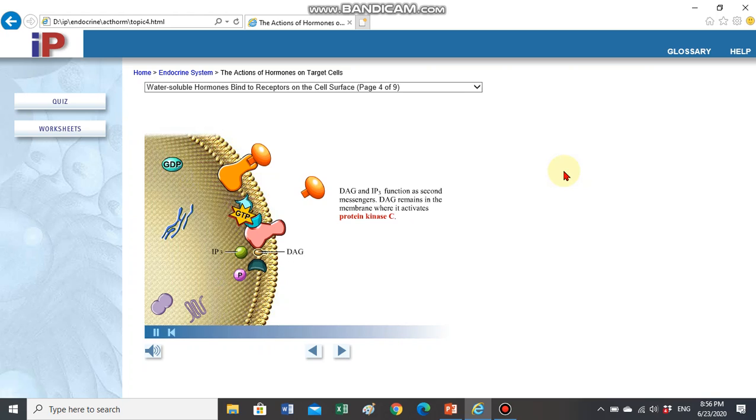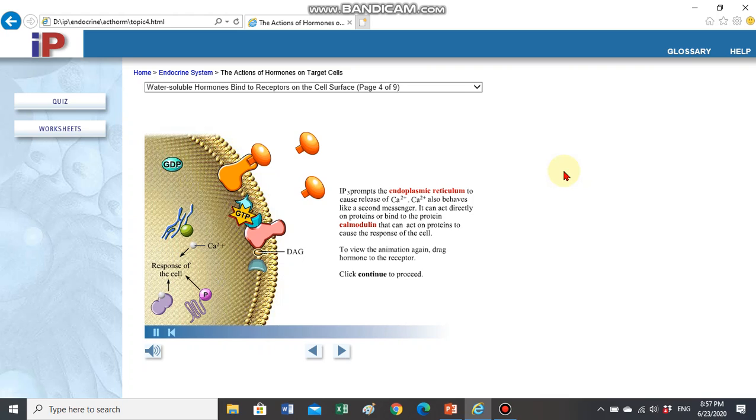Diacylglycerol remains in the membrane where it activates protein kinase C, and inositol trisphosphate enters the cytosol. The activated protein kinase C phosphorylates other proteins, causing responses of the cell. Inositol trisphosphate prompts the endoplasmic reticulum to release calcium ions. Calcium ions also behave like second messengers. They can act directly on proteins or bind to the protein calmodulin that can act on proteins to cause the response of the cell. To view the animation again, drag the hormone to the receptor.